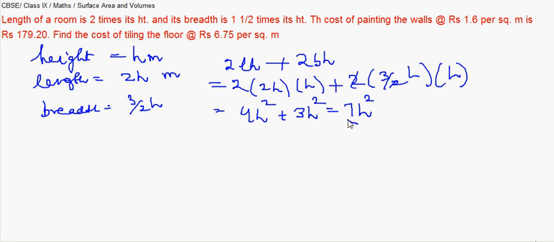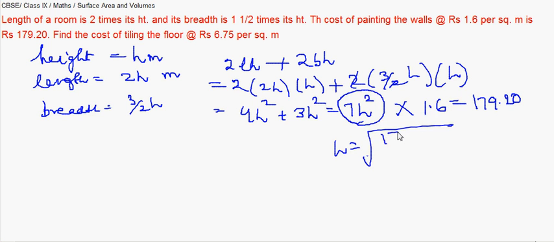This area painted at a rate of 1.6 gives 179.20. So let us find out h from this. It will be the square root of 179.20 by 7 into 1.6. Let me calculate quickly. So h is coming down to 4 meters. If h is 4 meters, the length will be 2 into 4, that's 8, and the breadth is 6 meters.